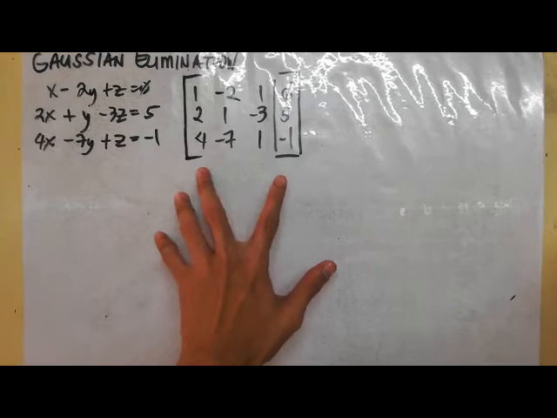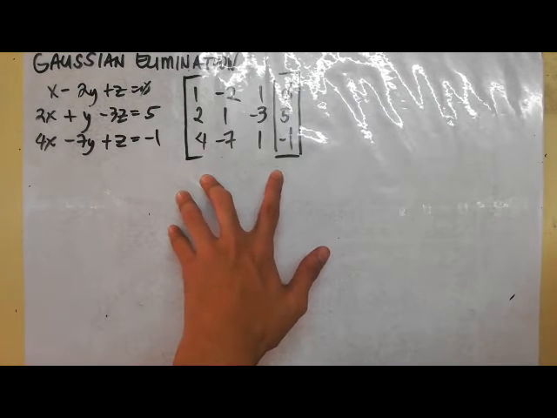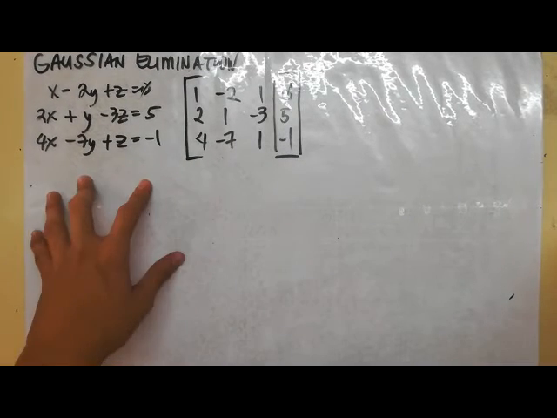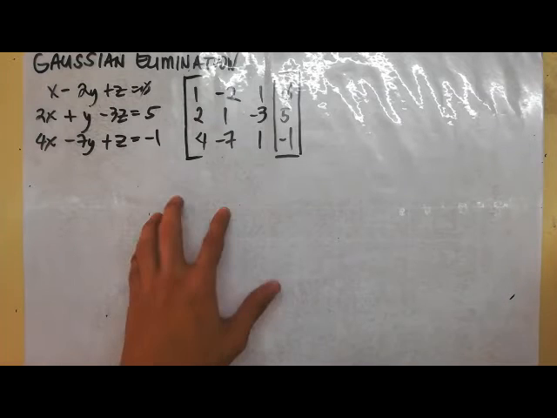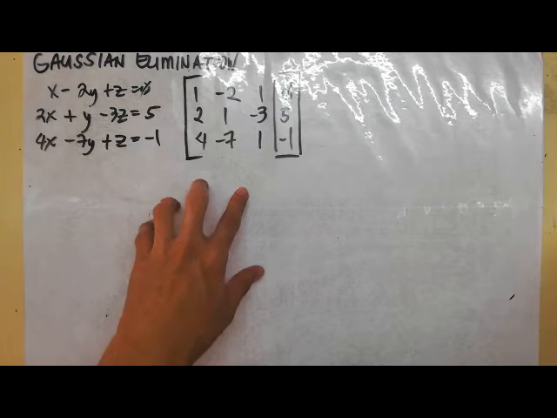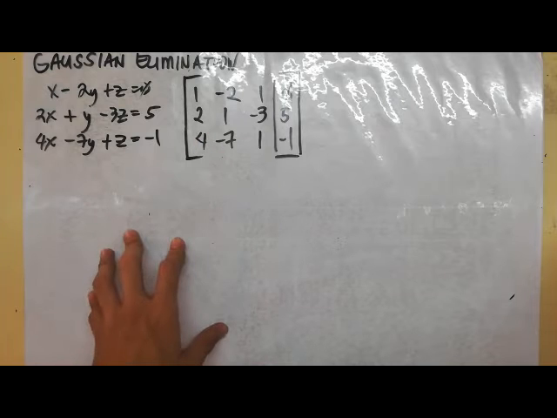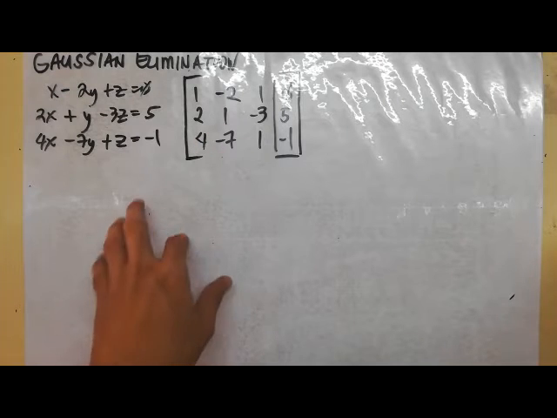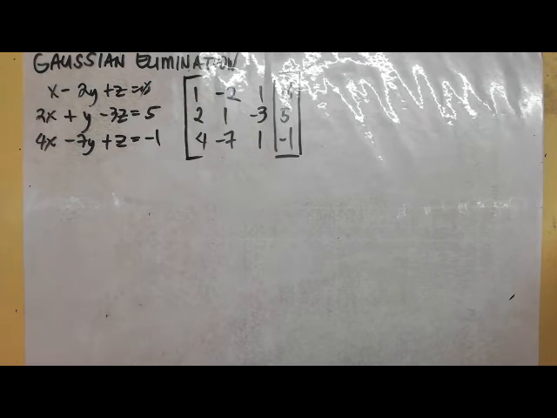So here is the augmented matrix form of this linear system. Our goal in this topic is to eliminate the numbers below the diagonal, which are these three numbers, into 0, and the diagonal entries should be equal to 1. For us to do that, we will use the elementary row operations.